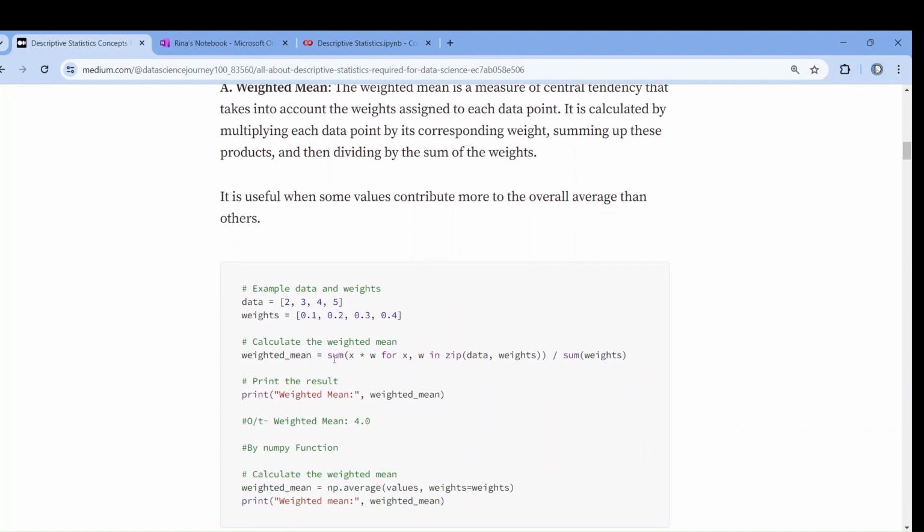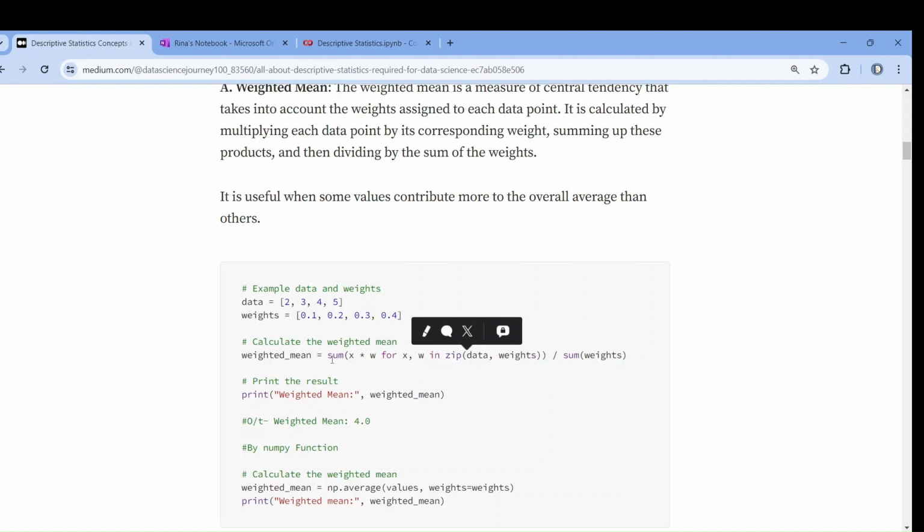Okay. So here I have simply written code like: for x, w in zip(data, weights). The zip function will consider the first value of data and the first value of weights. So x will be 2, w will be 0.1. After it is assigned, they will be multiplied, x into w. Then it will sum all the products and divide by the sum of the weights.